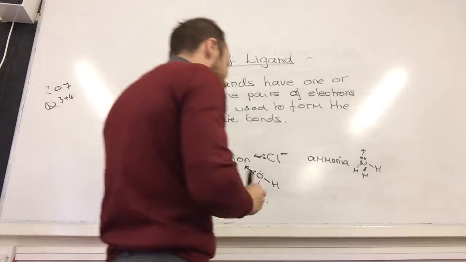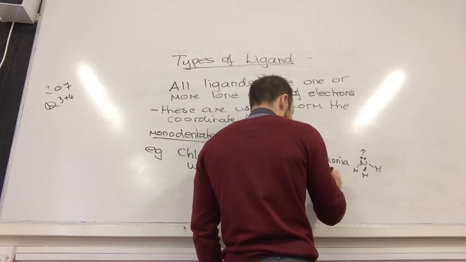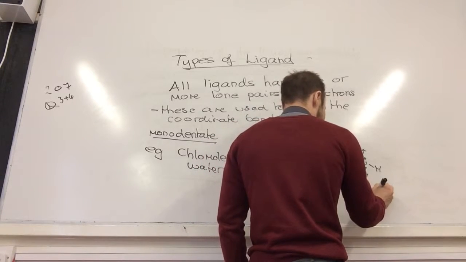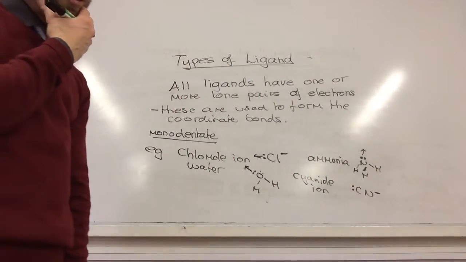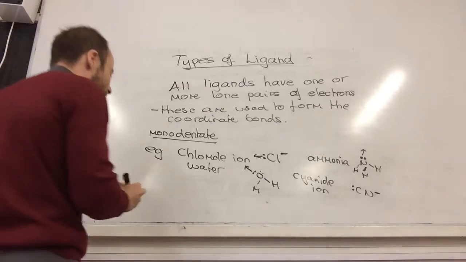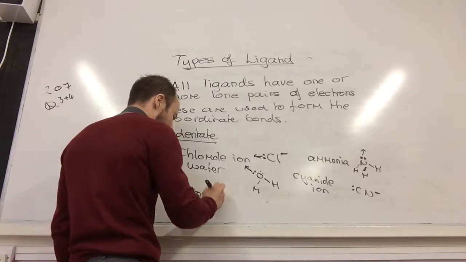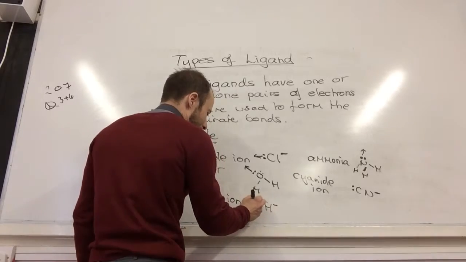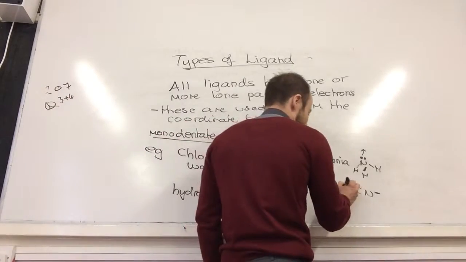Another interesting one is actually the cyanide ion. Isn't cyanide poison? It is, yeah. Cyanide ion there. And the final one that we'll do is the hydroxide ion, OH minus. It's got a lone pair of electrons on the oxygen.